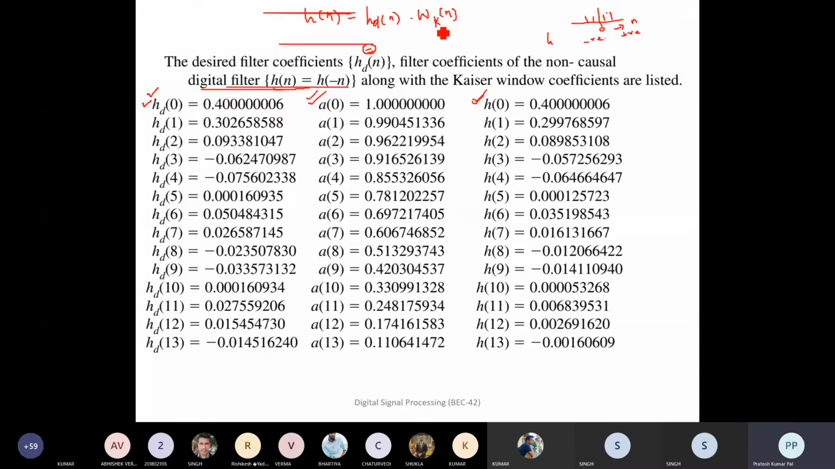Okay, so instead of finding the Kaiser window directly, we can find the coefficients, and by multiplying these two sets of coefficients, we will be finding h of n. So once we have found the coefficients of h of n, we know the coefficients of h of n. Then by using these coefficients, we can find out h of z.